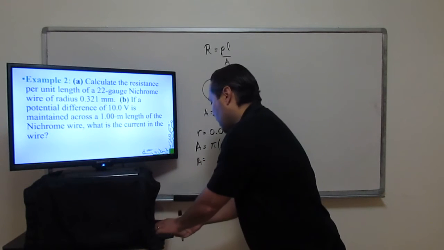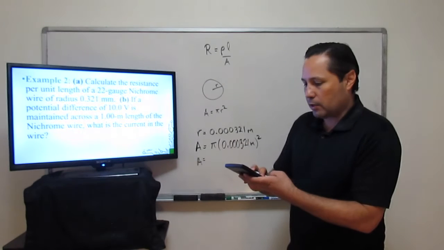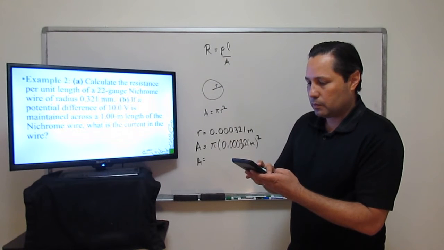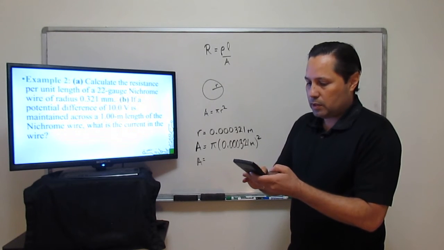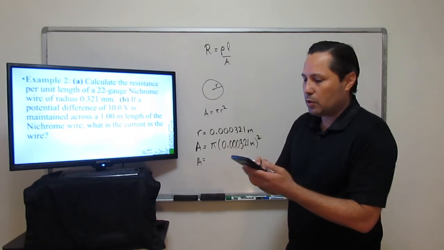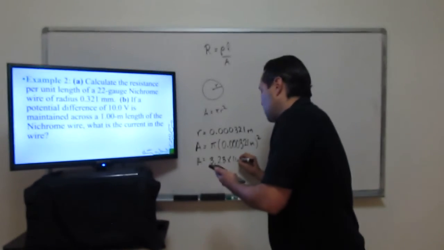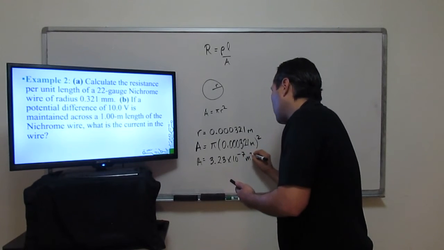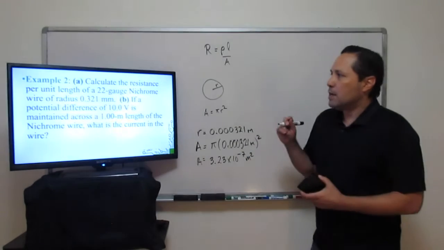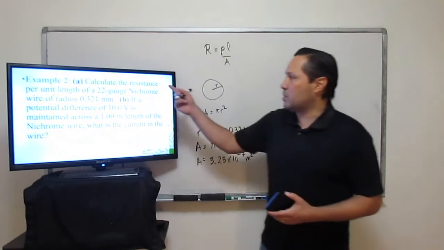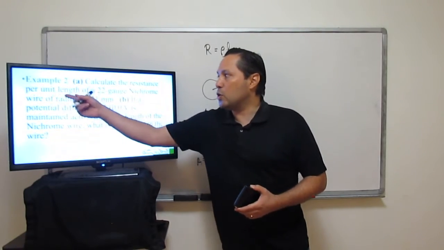And let's get our answer. So plug it into the calculator. Square times pi gives us 3.23 times 10 to the negative 7 meters squared. That is our area. Now looking back at the question, they want resistance per unit length.